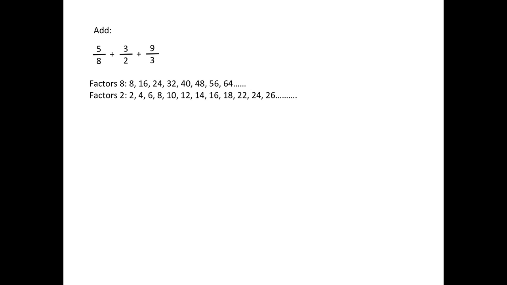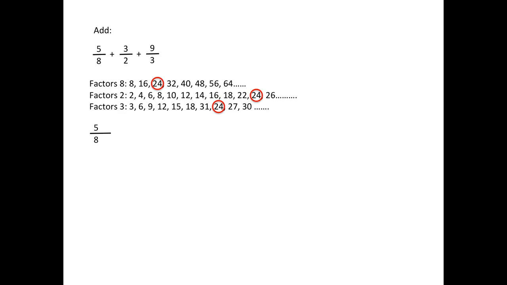In this case, I have 3 fractions. I'm going to add the 3 fractions: 5 divided by 8 plus 3 divided by 2 plus 9 divided by 3. What are you going to do? You find the multiples of 8, find the multiples of 2, find the multiples of 3, and you're looking for the least common multiple, in this case, 24.